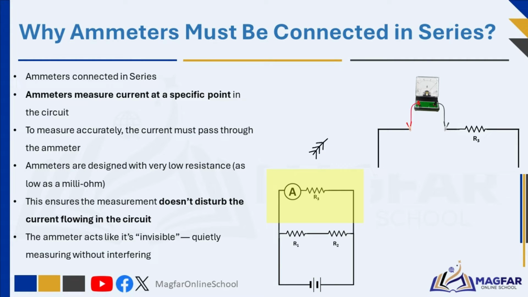This would make your measurement inaccurate, and it would defeat the whole purpose of using the ammeter. So, when you insert the ammeter into a circuit, it's designed to act almost as if it isn't even there, just quietly measuring without disturbing anything.